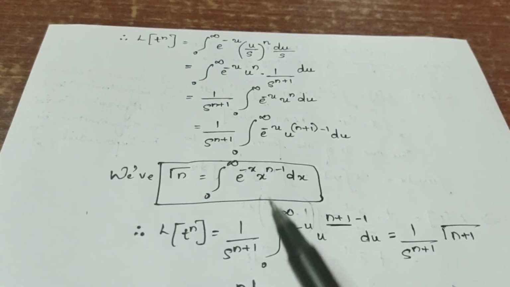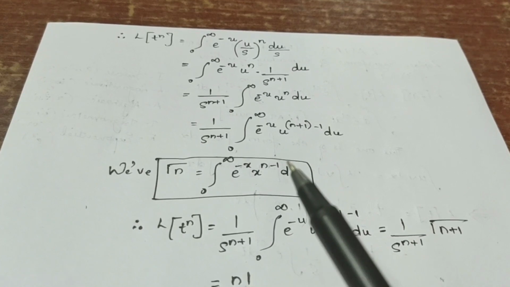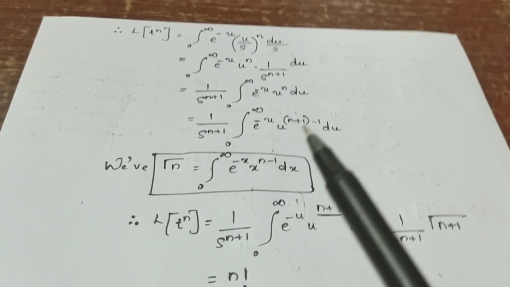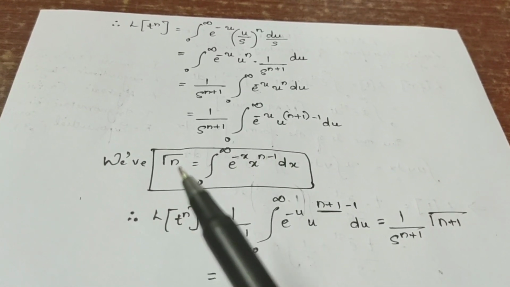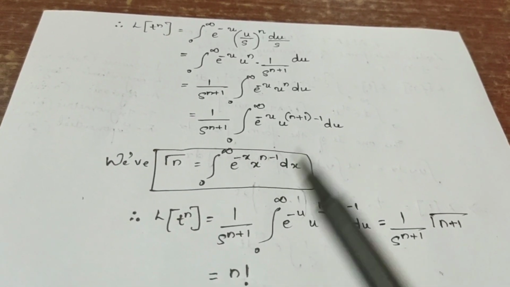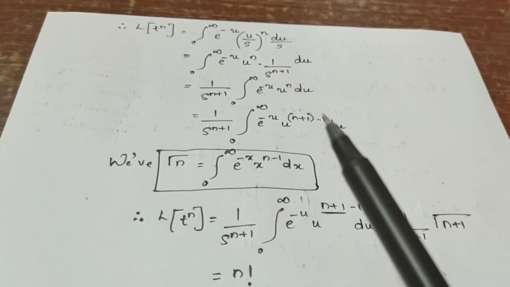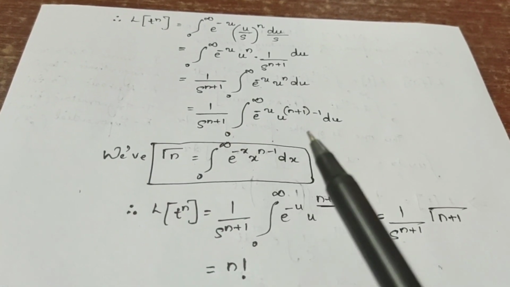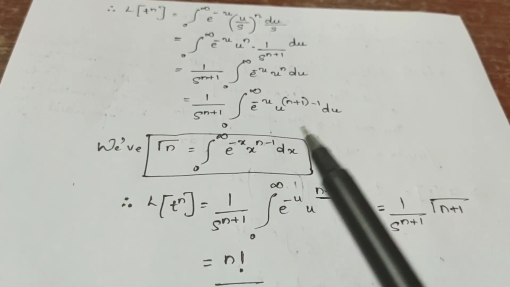So see, do you find any similarities in these two expressions? Yes, right? In the place of n, we have n plus 1 here. So gamma of n is given by this expression. So gamma of n plus 1 will be given by this expression. So we can substitute this gamma of n plus 1 in the place of this expression.